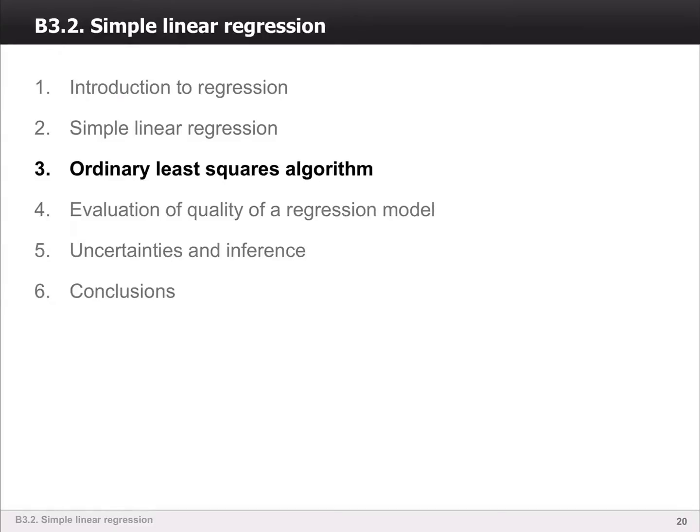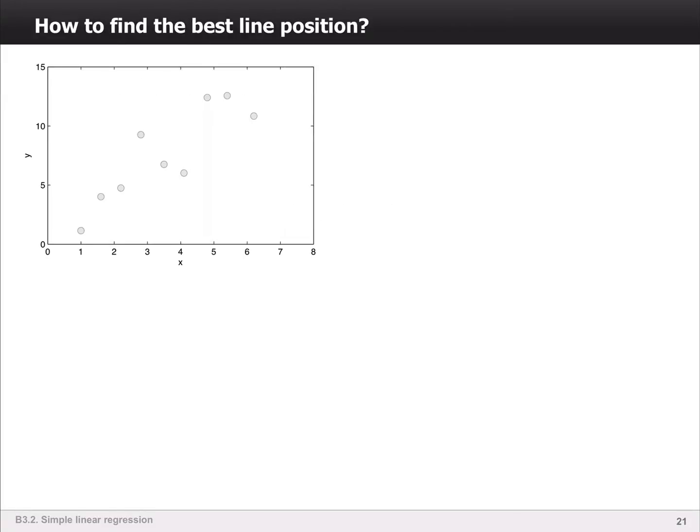Now let's discuss how to find the coefficients for a simple linear regression model that will fit our points best. The algorithm that we are going to discuss is called ordinary least squares, and let me give you some intuition first on how it works. So in this slide you can see a plot with some points, and we will imagine that we would like to find a line that fits these points best.